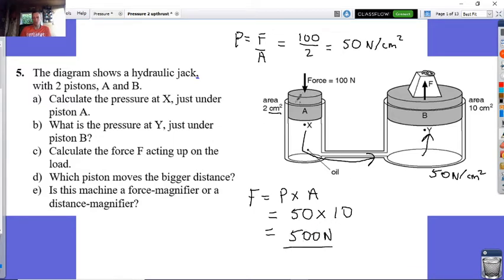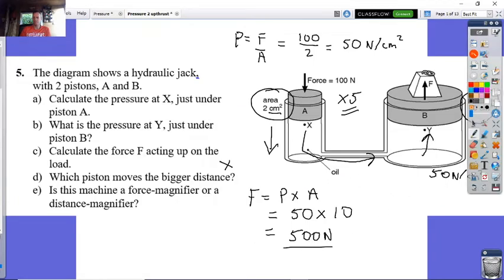Now, like I said before, if you look very carefully, isn't the area going to be 5 times bigger? Therefore, isn't the force going to be 5 times bigger? Which is a quick way to do it. And then it said, which piston moves the bigger distance? Well, you're going to find this one will, because the cross-sectional area is smaller, so it has to go down a further distance to move the same volume of water. Therefore, piston X is going to move a bigger distance. Is this a force magnifier or a distance magnifier? It's a force magnifier because you made the force bigger.